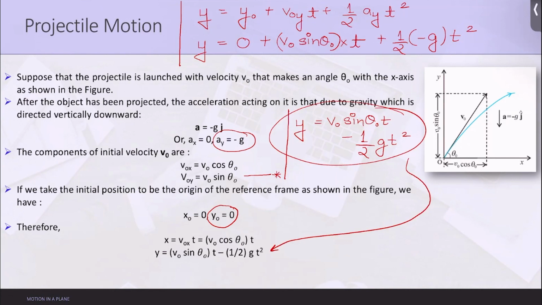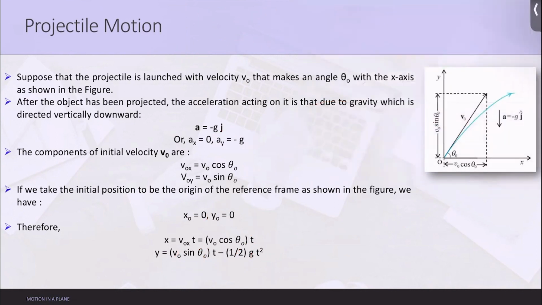From here also we can say that v naught is a constant, sin theta naught is a constant, t is a variable, half is constant, g is constant, t square is a variable. So here y again depends upon t in this fashion. It's basically a quadratic form, and the x relation was a linear form. I hope it is clear till this position. So what is the final conclusion? We finally concluded that we got a relation between x and y as we move forward with time. That is the equation of motion of a projectile.